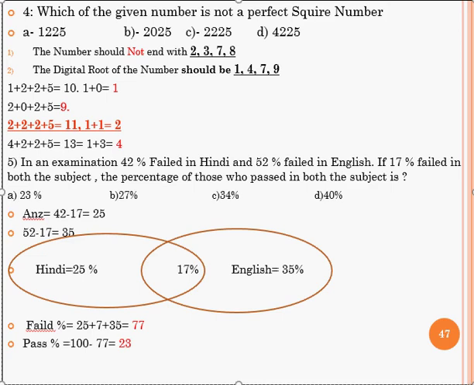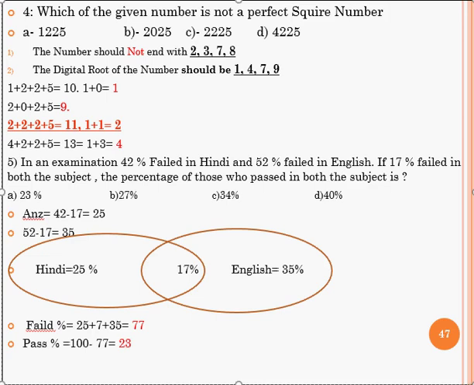Good morning, everyone. In this class, we have to discuss some of the important questions which already appeared in the CUCET exam 2019. Now, the fourth question. Next question: which of the given numbers is not a perfect square? Not a perfect square.